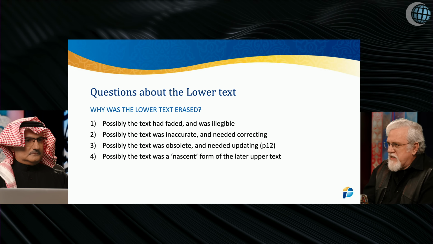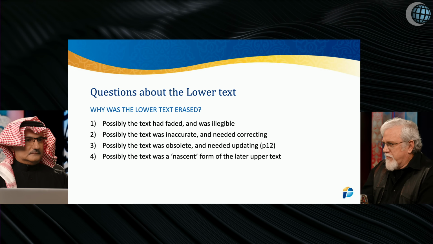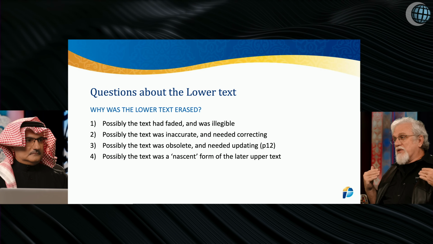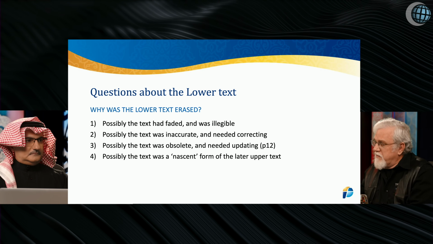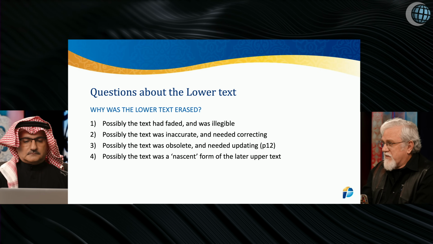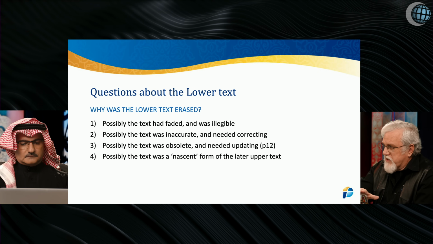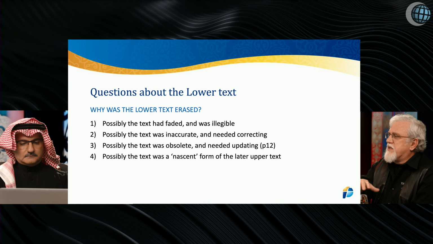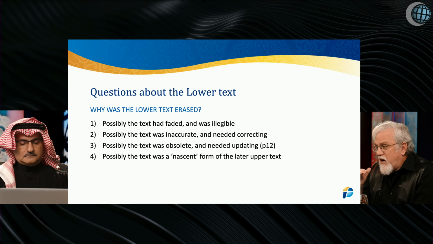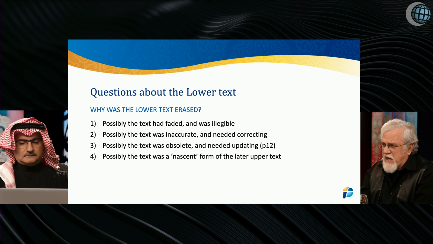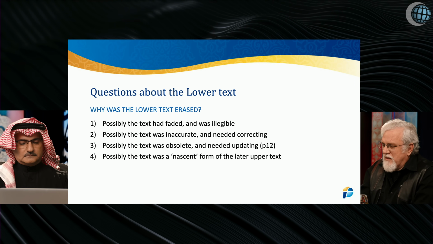Possibly the text was a nascent form of a later upper text. That's what I would suggest is going on, but I don't want to jump the gun because I want to see what the other scholars have to say concerning this lower text. 63 verses, 70 manuscript variants. They are not just insubstantiated. They're not small. They are huge differences that we're going to get to in a future episode.